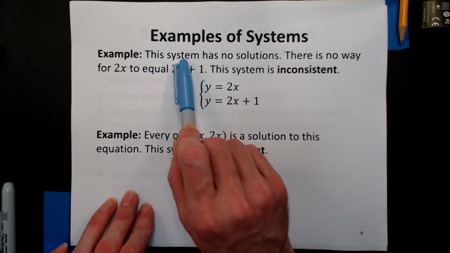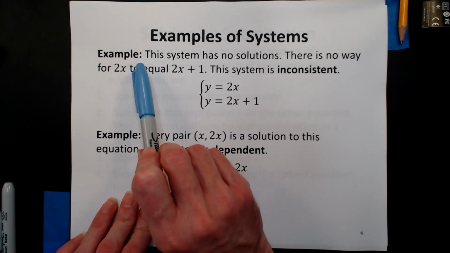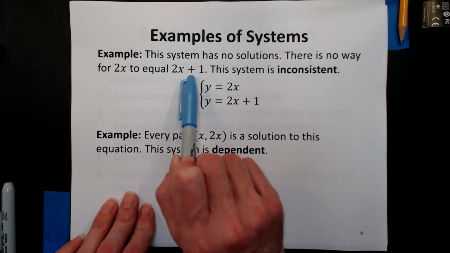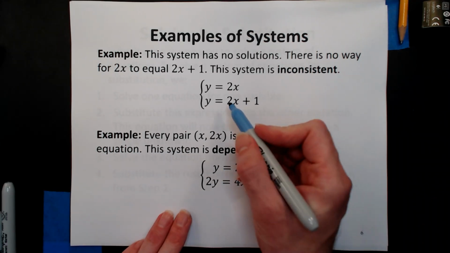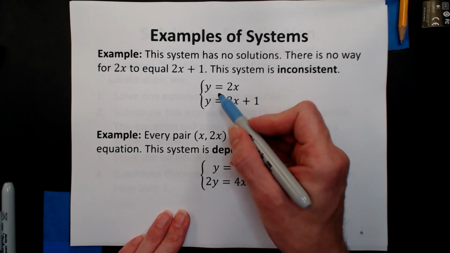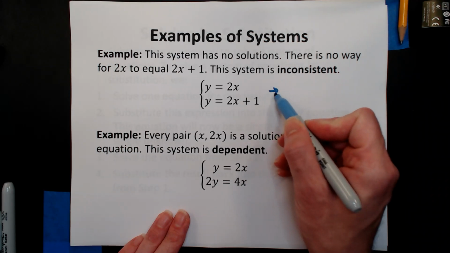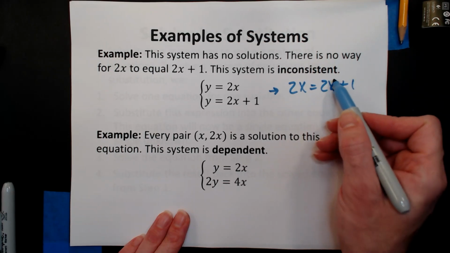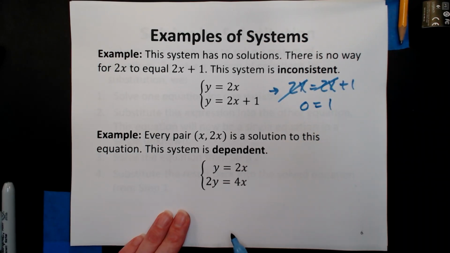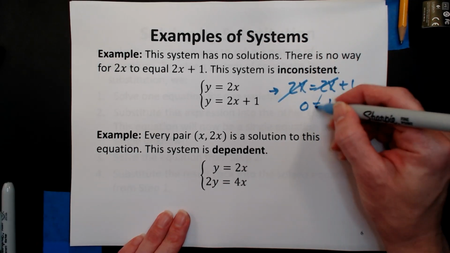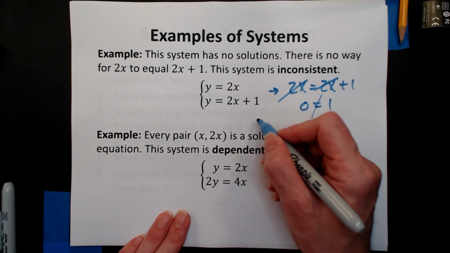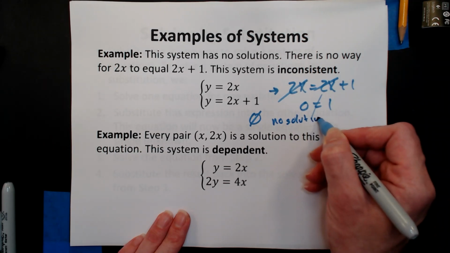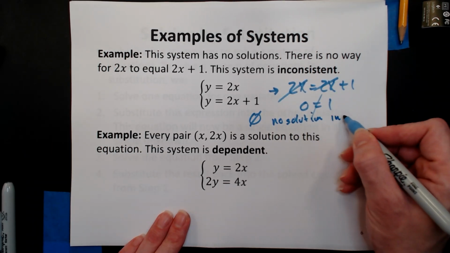So for example, this system has no solutions. There's no way for 2x to equal 2x plus 1. The system is inconsistent. And you'll find that out because when you try to plug in, you say, oh, y is equal to 2x. If you try to solve it, you'll say 2x equals 2x plus 1 because you're setting the equations equal there. Your x's cancel and you get something like 0 equals 1. And that never happens. So that's inconsistent, no solution. So you'd say empty set, no solution, and you'd say inconsistent.